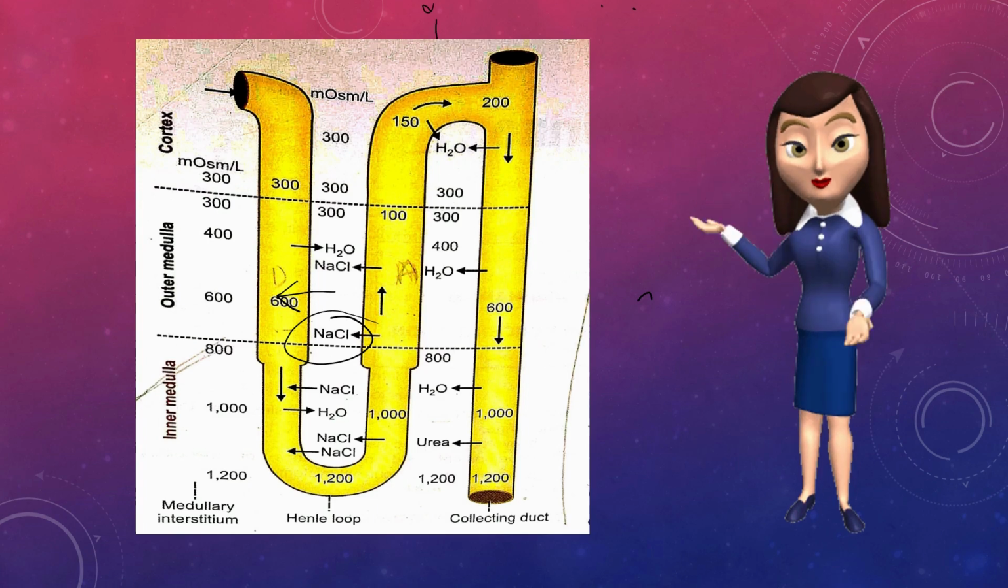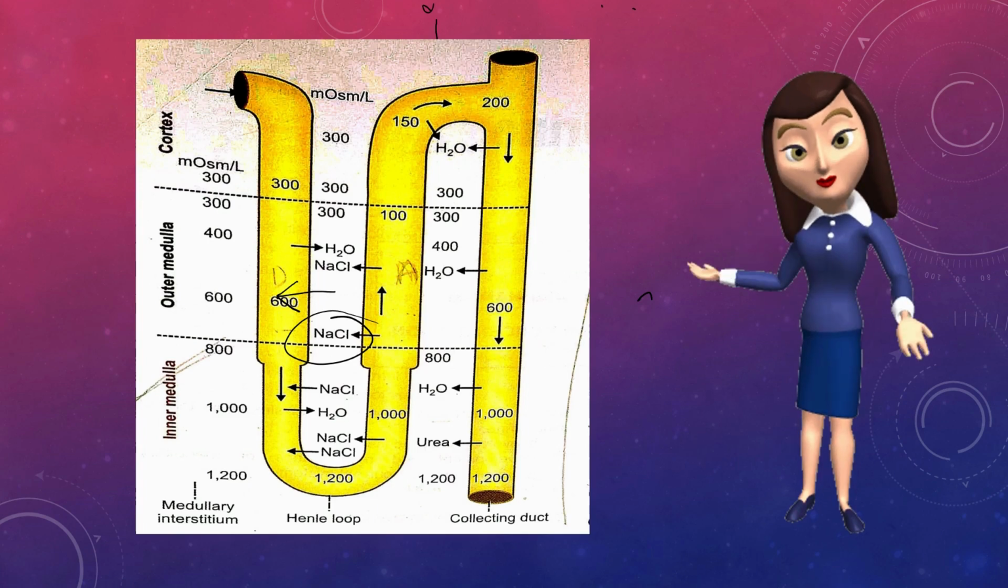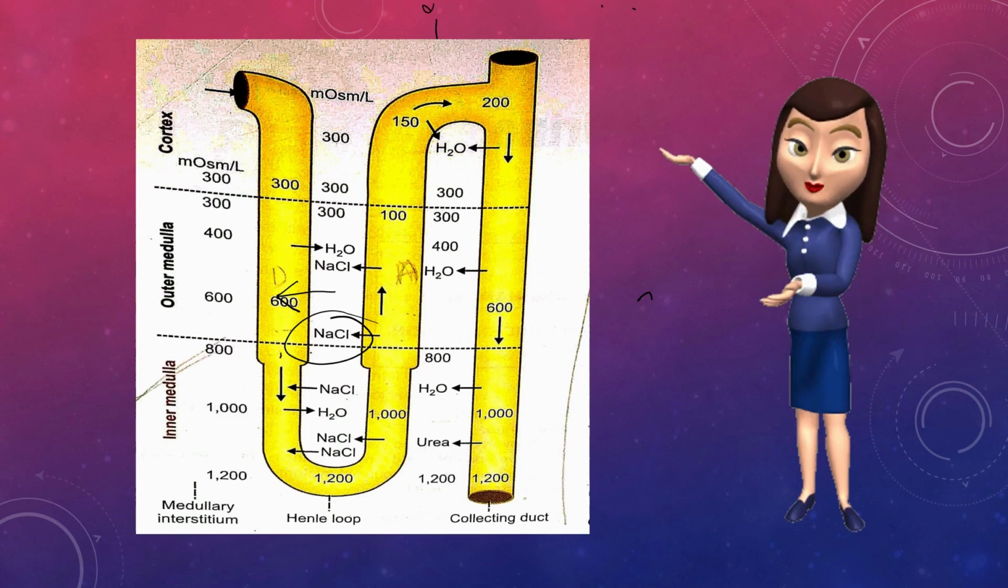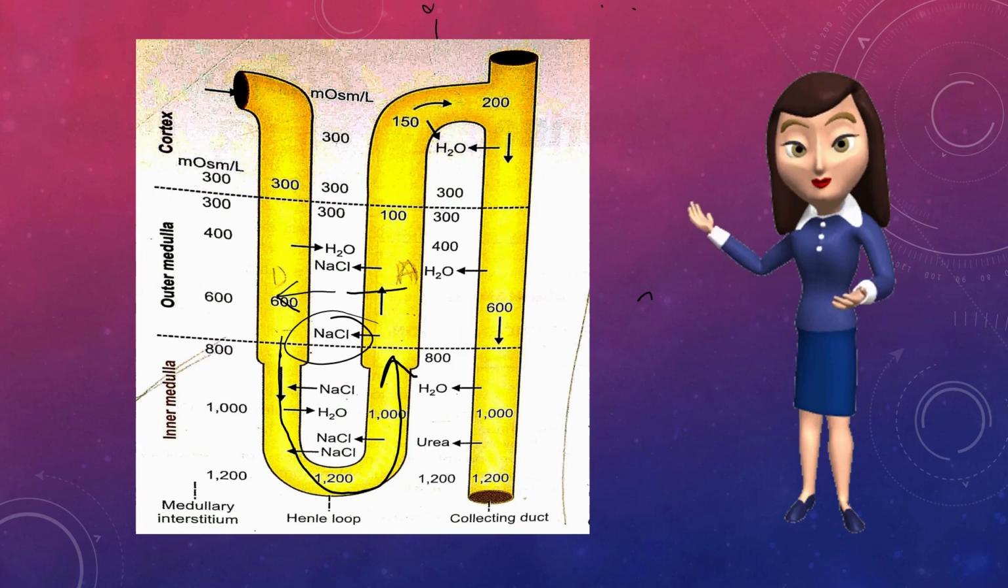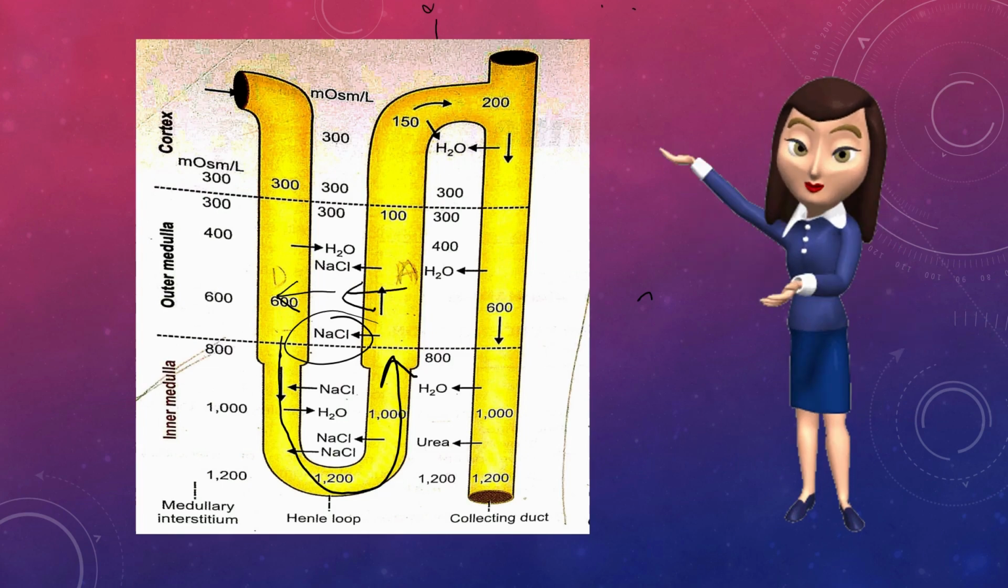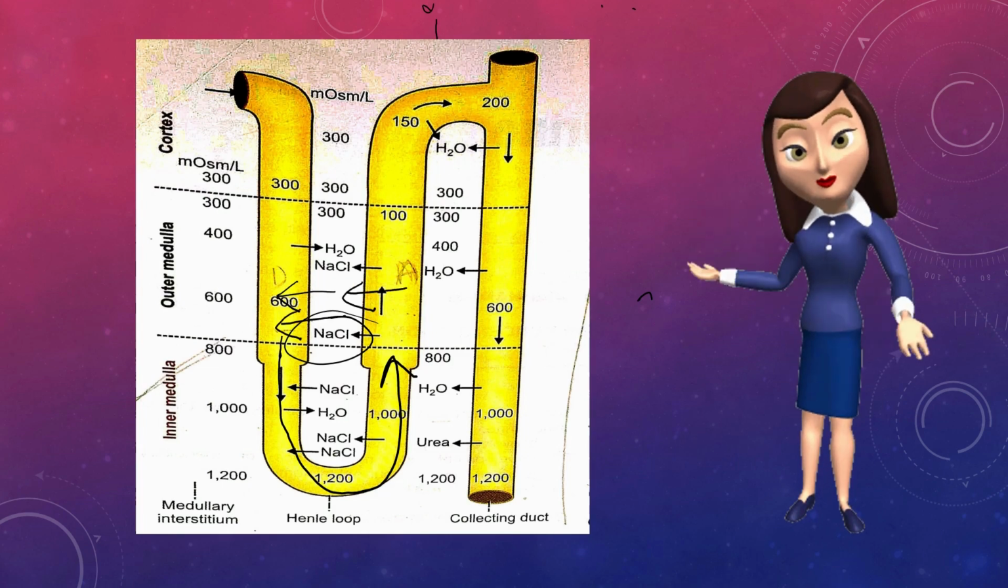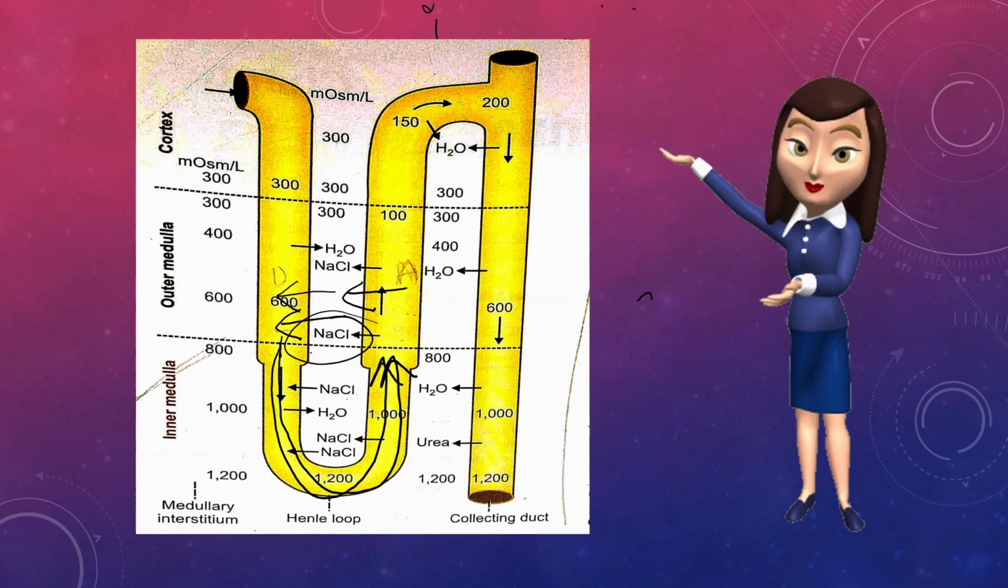This repetition will be continued, and what is in the descending loop of Henle will move to the ascending loop of Henle, as I already said. So from the ascending loop of Henle it goes to the interstitial fluid, from the interstitial fluid to the descending loop of Henle, and from there the repetition continues. This is called the countercurrent multiplier.